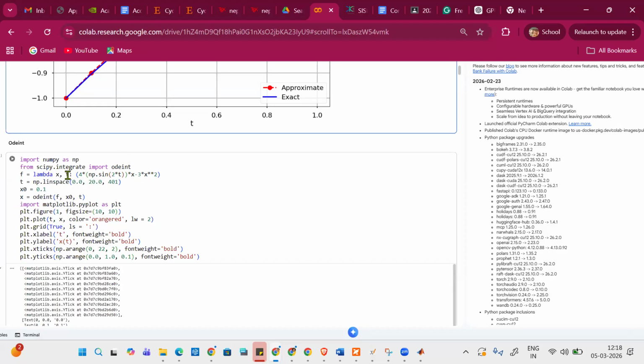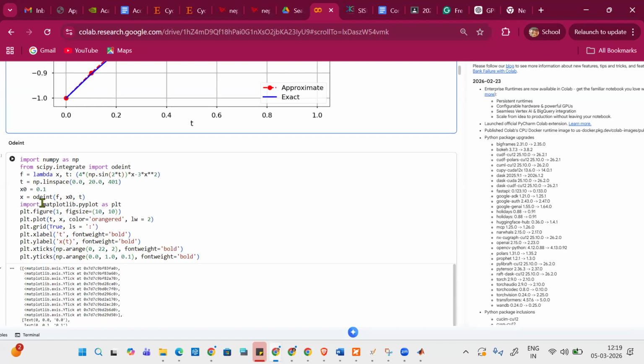So I'm defining the function right here, and as usual, I am creating the equispaced grid in the t direction. t is equal to 0 to 20 in 401 steps. Understood? So this is our initial condition, x naught is 0.1. So it's an initial value problem, right?